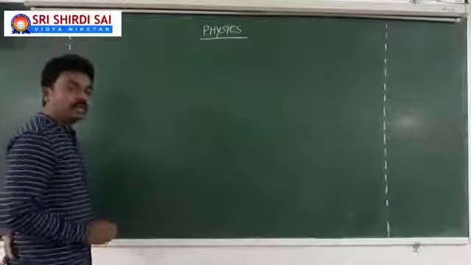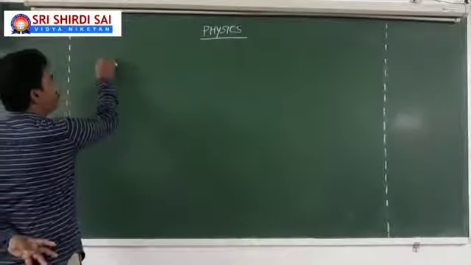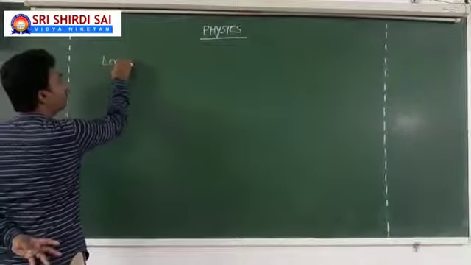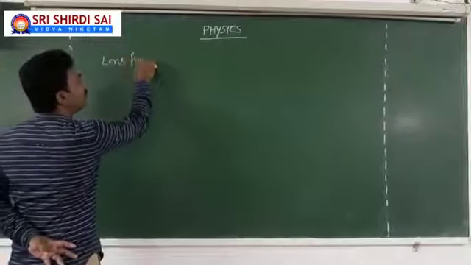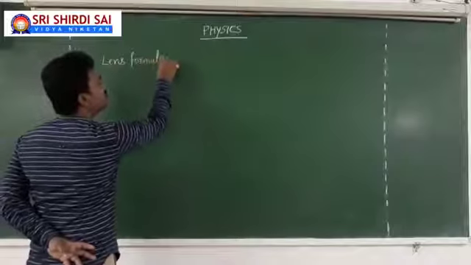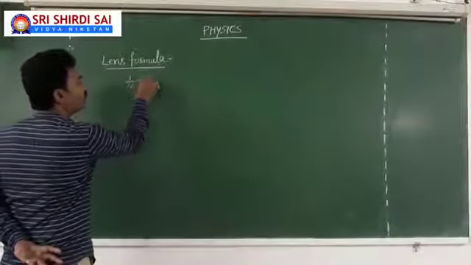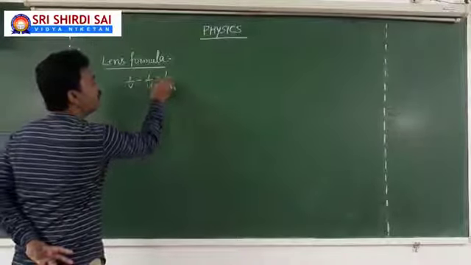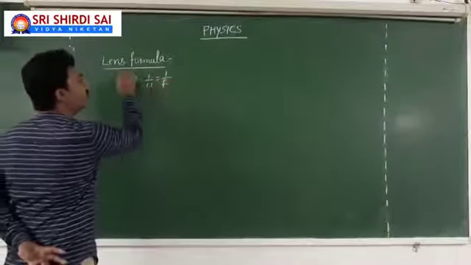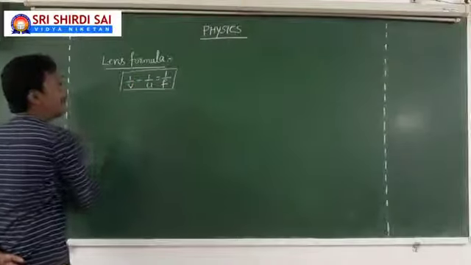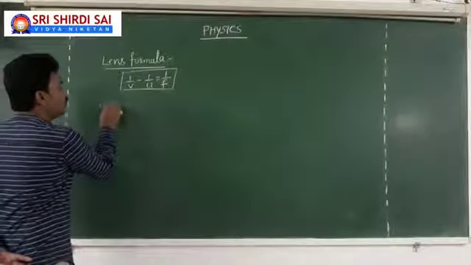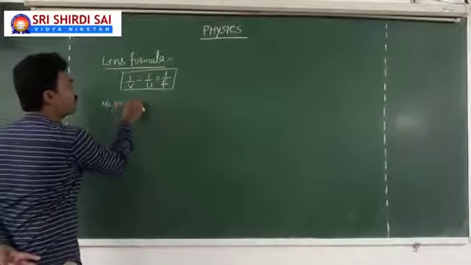In the earlier class, we had discussed the concept of the lens formula, which is 1/v - 1/u = 1/f. And later, the concept of magnification.